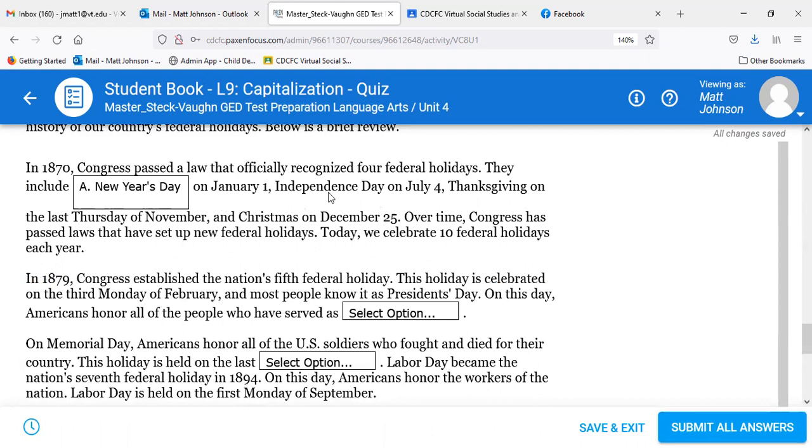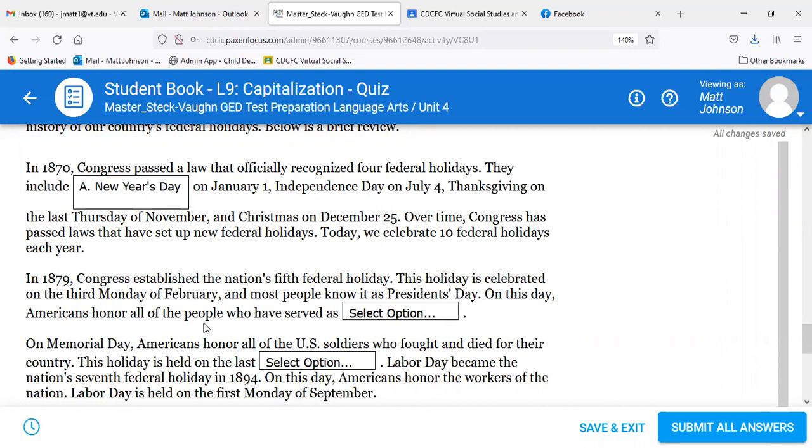So New Year's Day on January 1st, Independence Day on July 4th, Thanksgiving on the last Thursday of November, and Christmas on December 25th. Over time, Congress has passed laws that have set up new federal holidays. Today, we celebrate 10 federal holidays each year. In 1879, Congress established the nation's 5th federal holiday. This holiday is celebrated on the 3rd Monday of February, and most people know it as President's Day.